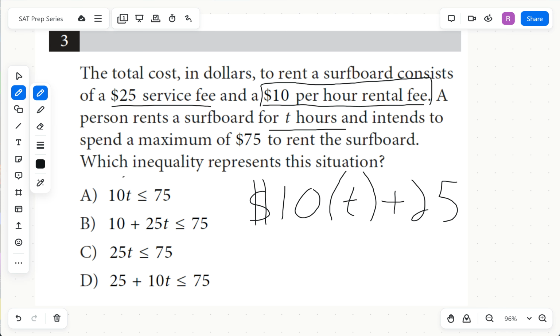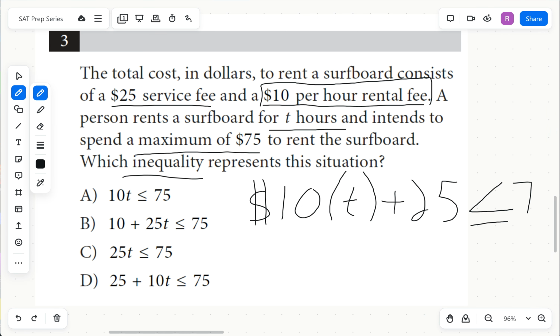And now we get to the inequality portion here, where it tells us we want to spend a maximum of $75. So the vocabulary is important here. Maximum means no more than. So however much money I spend on this surfboard, I want it to be less than or equal to 75, right? Maximum means less than or equal to.